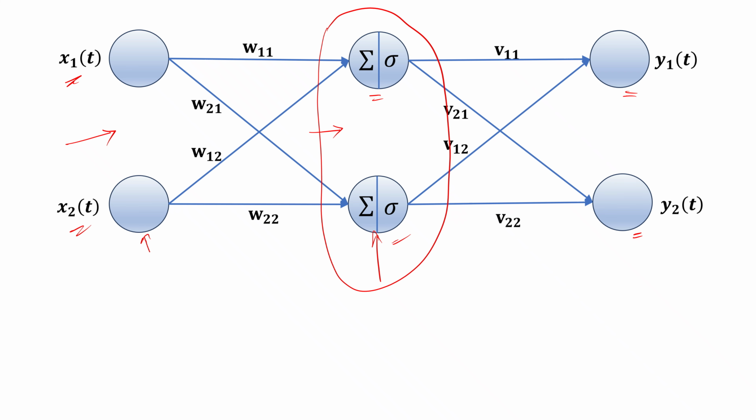Then we have this hidden layer. The hidden layer sits in between the input and the output. This is where the network actually learns. The hidden neurons combine the inputs in different ways and extract useful internal features. These features are not directly observable, which is why this layer is called the hidden layer.